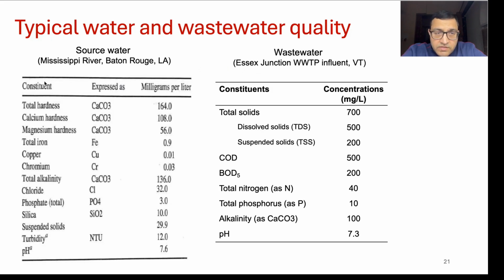quick example of water and wastewater quality. On the left, you can see this is the Mississippi River in Louisiana, and there's total hardness, calcium hardness, and magnesium hardness in milligrams per liter CaCO3. There is iron, there is alkalinity, and turbidity. We'll discuss a lot of these different metrics and how to measure them and calculate them. For wastewater, typically we report the TDS, total dissolved solids, total suspended solids, COD, BOD, nitrogen, phosphorus, and also alkalinity and pH.